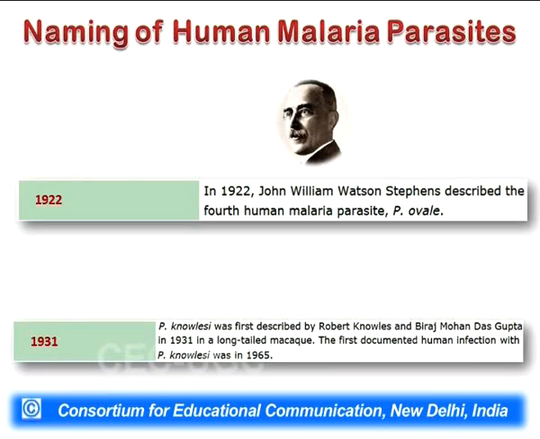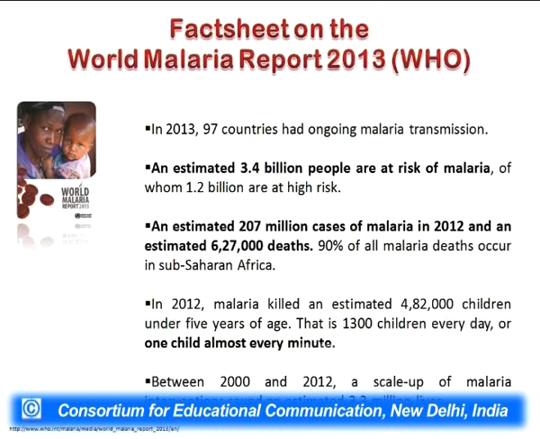In the subsequent years, in 1965, there was the first documented human infection caused by a malarial parasite named Plasmodium knowlesi. This Plasmodium knowlesi was not new. It had been reported earlier in the year 1931 by Robert Knowles and his Indian counterpart, Brij Mohan Dasgupta. So they named this parasite Plasmodium knowlesi. So this was the fifth strain of the malarial parasite which was discovered.